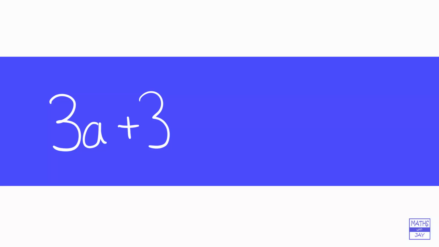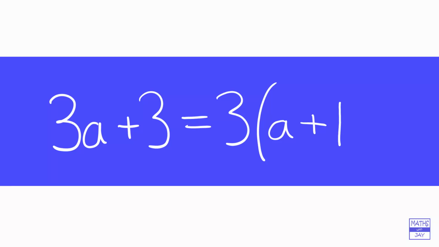So this time it's really easy to see what the terms have in common, because they both have a 3 in them. So we write down the 3, and inside the bracket, to get 3a, well, we need an a. And then to get plus 3, well, to get 3, all we need to multiply 3 by is 1, because 3 times 1 is 3. And checking that, 3 times a is 3a, and 3 times 1 is 3. Done. Next.